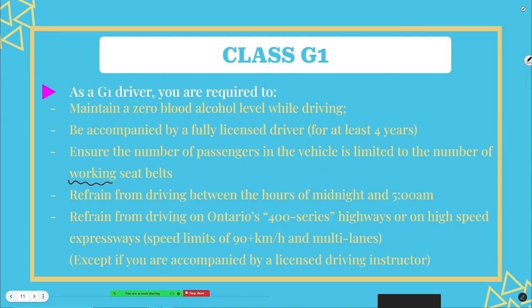G1 drivers must also refrain from driving between the hours of midnight and 5 a.m. You have a curfew if you are a new driver. You cannot be driving between midnight and 5 a.m. You must also refrain, that means you cannot drive on Ontario's 400 series highways. The 401, the 411, the 427, any of those 400 series. You also cannot be on high-speed expressways. That would be roads that have speed limits of 90 kilometers or more, or those large roads that have multi-lanes.